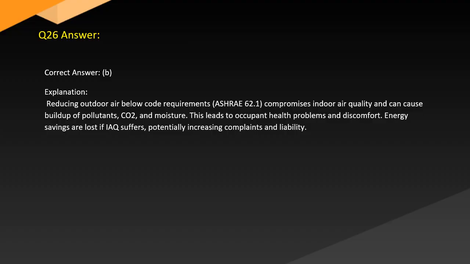Answer. Correct answer: B. Explanation: reducing outdoor air below code requirements in ASHRAE 62.1 compromises indoor air quality and can cause buildup of pollutants, CO2, and moisture. This leads to occupant health problems and discomfort. Energy savings are lost if HVAC suffers, potentially increasing complaints and liability.